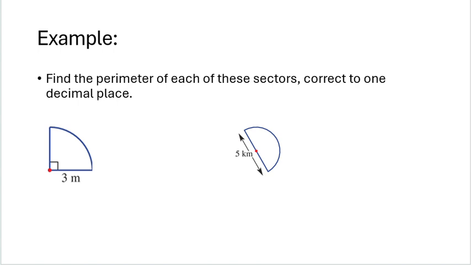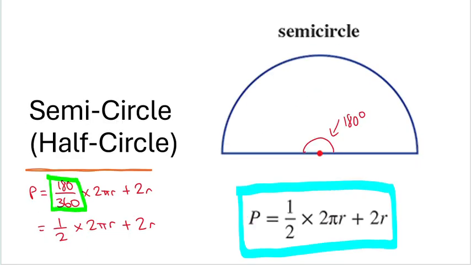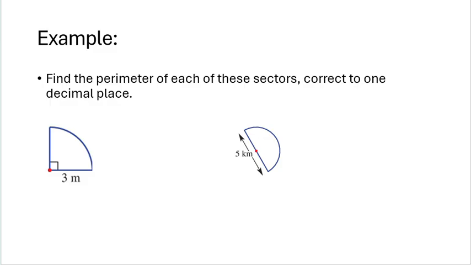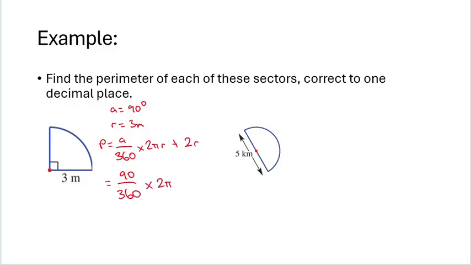So over here, find the perimeter of each of these sectors, correct to 1 decimal place. I'm just going to do this the original way. I'm not going to bother doing the shortcut way. I'm just going to show you how this would work in practicality. So we know the angle here is 90 degrees. We know the radius is 3 meters. So just apply our formula. Plus 2r. And we know A is 90, so we go 90 out of 360 times 2 pi.